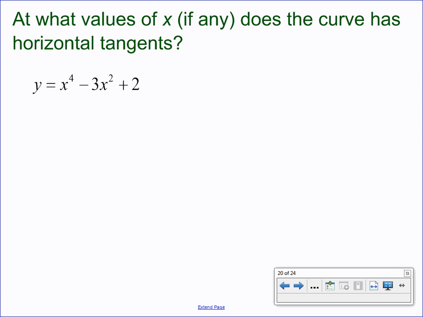We want to know when the maximum profit occurs, or when the minimum gas mileage or consumption occurs. We care about that maximum and minimum stuff.